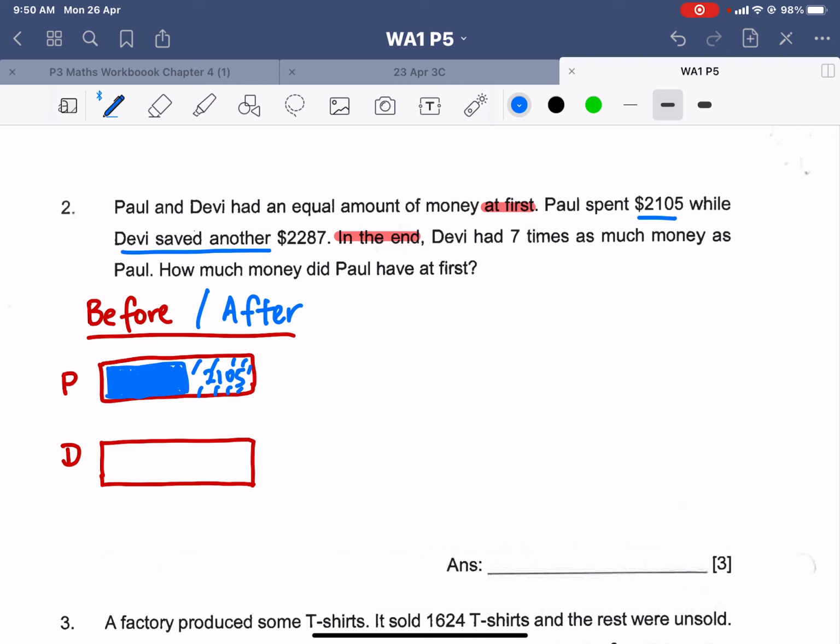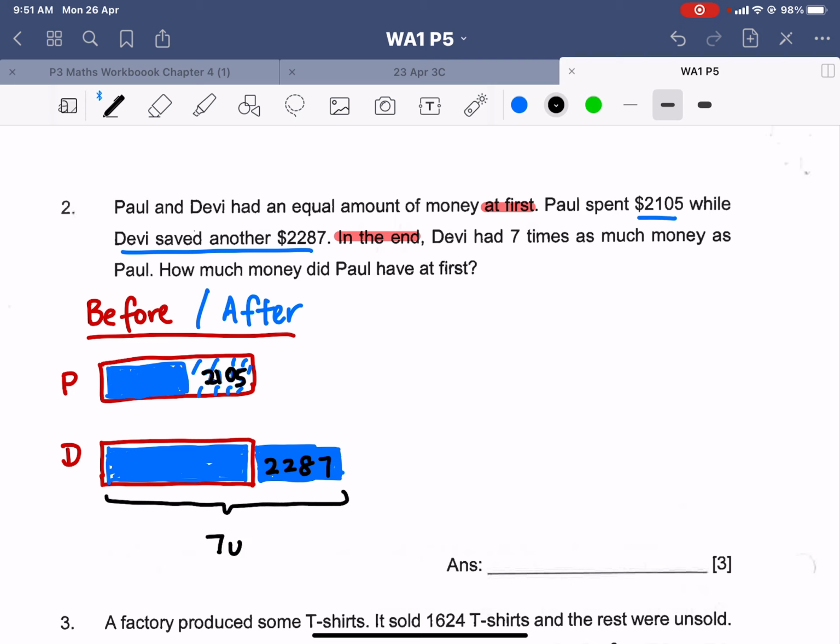Alright, so that is for Paul. What about Devi? Devi saved another $2,000. Wow, so Devi has this amount that he didn't spend before, and on top of this he also saved an additional amount, right? How much is this additional amount? This is another $2,287. Let me draw it longer. The blue just got longer because he saved some money. Alright, so in the end, Devi had 7 times. So this whole blue bar is 7 units. And Paul, poor thing, only got 1 unit left.